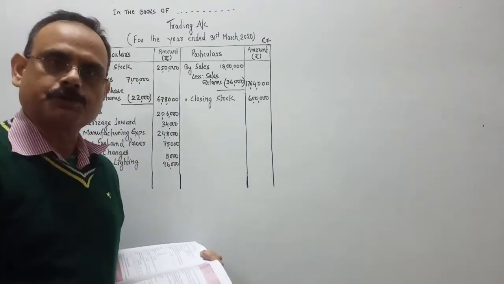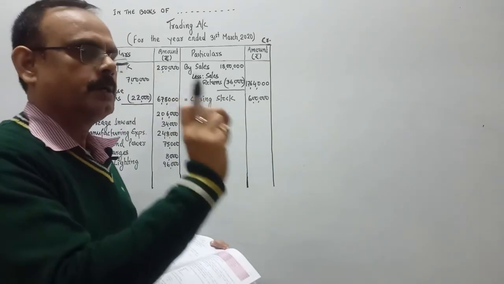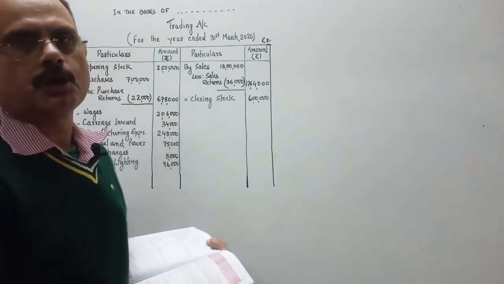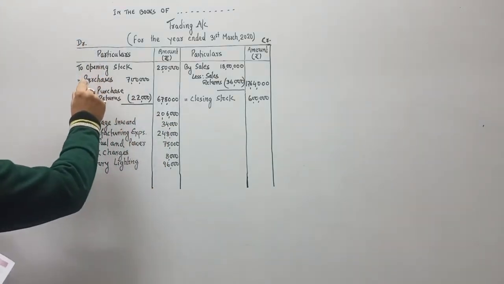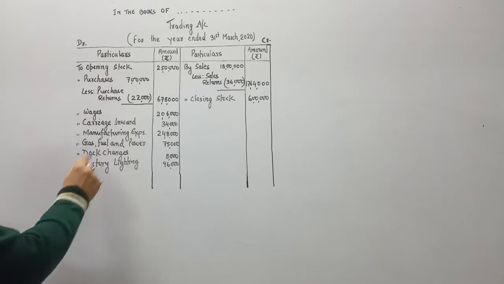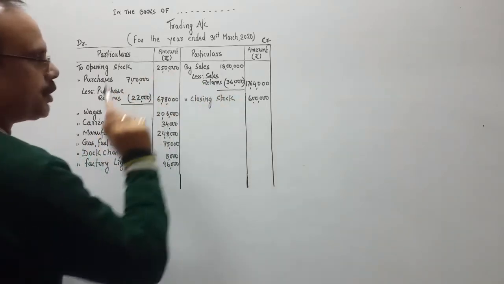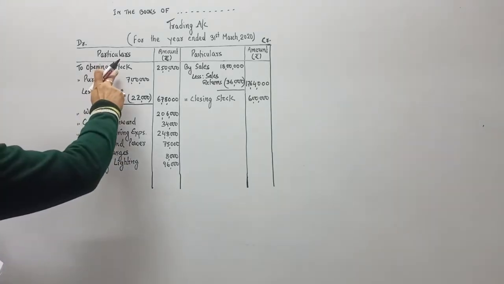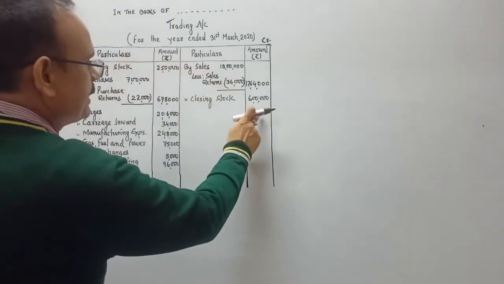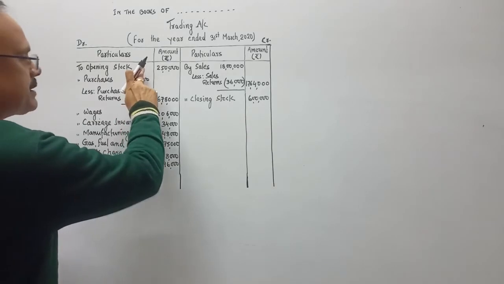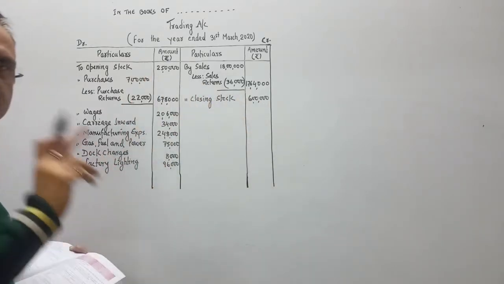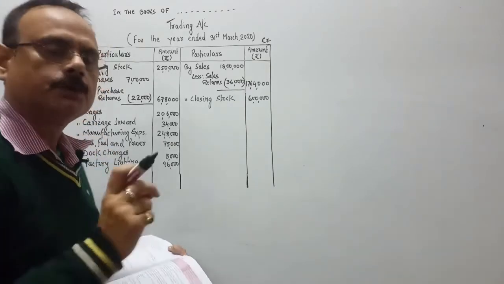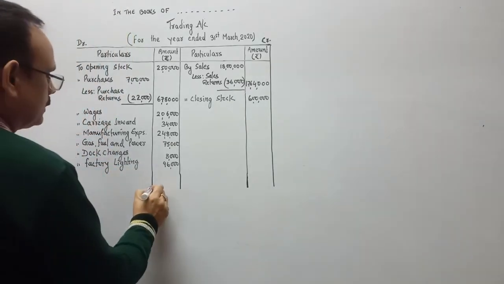You know the formula of cost of goods sold: opening stock plus net purchase plus all direct expenses minus closing stock. This will indicate the cost of goods sold. That's why I have written opening stock in debit and closing stock in credit. This is not an expense and this is not income. It is written in the debit and credit to find out the cost of goods sold through the trading account.